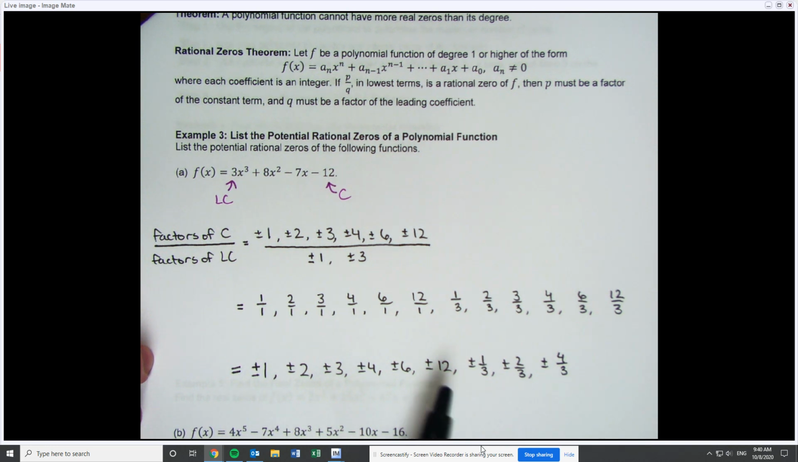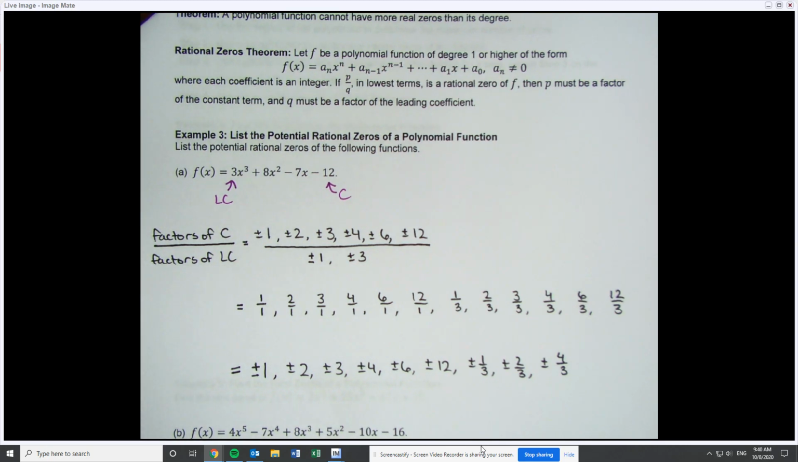Now, how many do I have? 1, 2, 3, 4, 5, 6, 7, 8, 9. I have 18 because they're positive and negative. Now, if you haven't already picked up on this, I'm not a big fan of this theorem just because you have 18 possible answers. Only one of them might work. Or worse yet, none of them might work. You might not have a single rational answer.